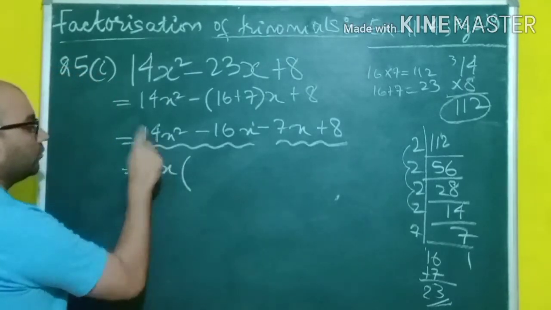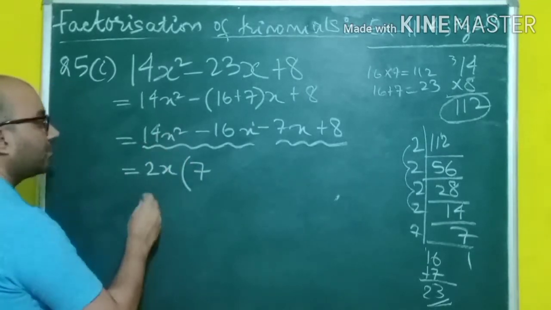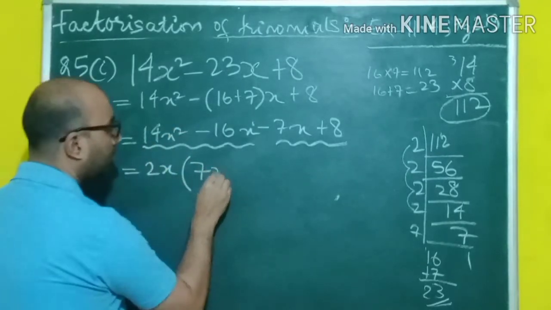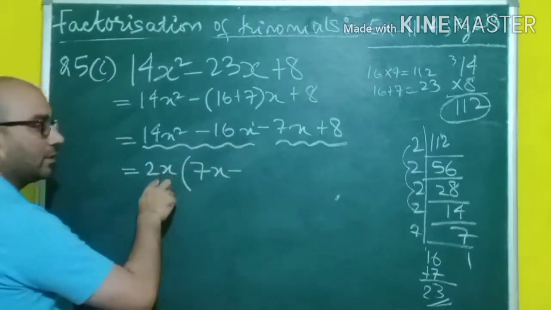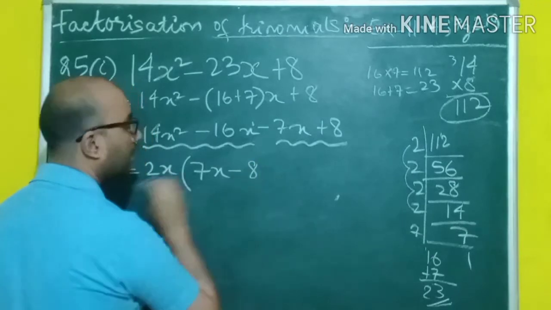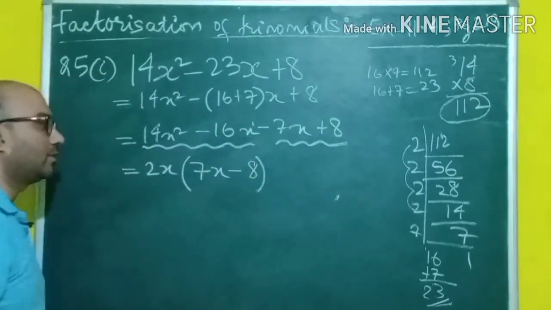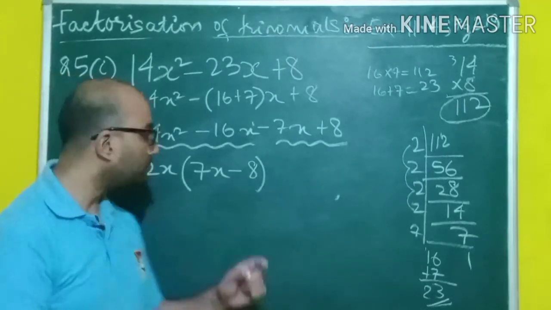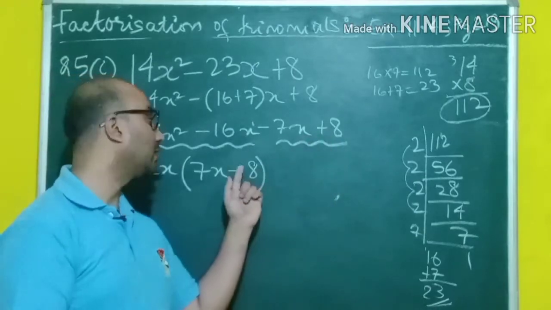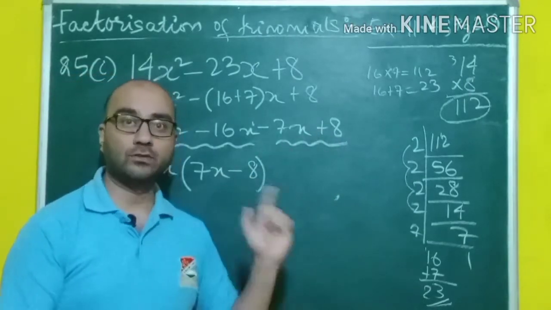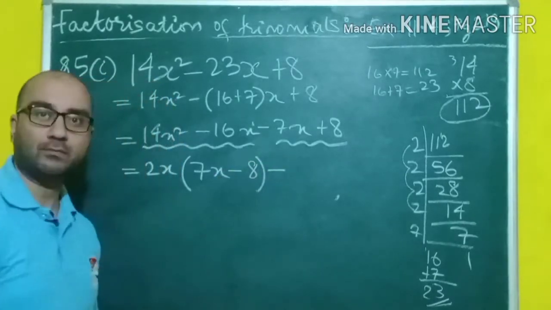Okay, now out of the 14 we have taken 2 common, so what will be left over here? 7. Out of the x square we have taken x common, so what will be left over here? x. Then we have a minus sign here. Out of the 16 we have taken the 2 common, so what will be left over here? 8, and x to the power of 1 we have already taken as common, so this remains 7x minus 8. Now we have a minus sign here and a plus sign here, so the signs are not matching, they are differing. If the signs are differing, what sign do we write here? We write a minus sign here.